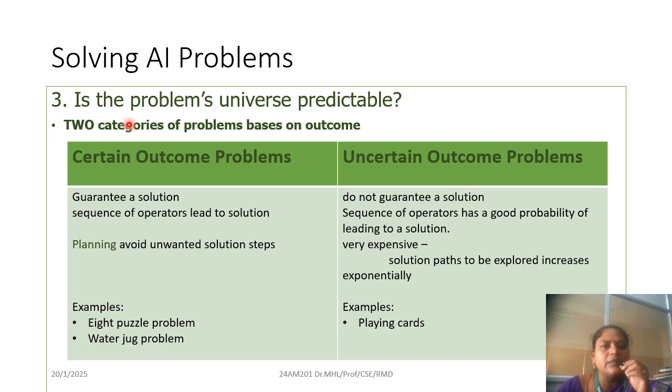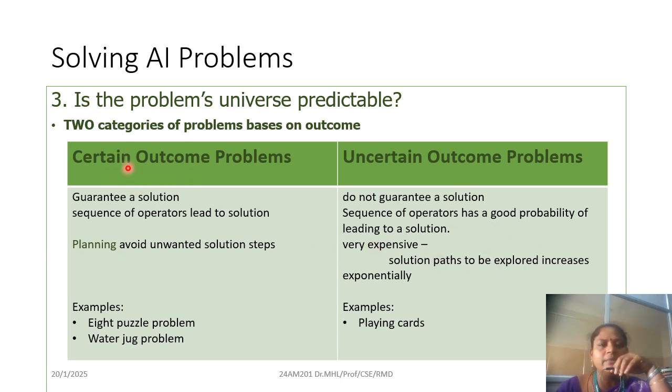The third aspect is: is the problem's universe predictable? Based on the universe predictability, you can classify all problems into two broader ones: certain outcome problems and uncertain outcome problems. Certain outcome problems guarantee a solution, whereas this one does not guarantee a solution. In certain outcome problems, a sequence of operators will lead to a solution, whereas here the sequence of operators has a good probability of leading to a solution.